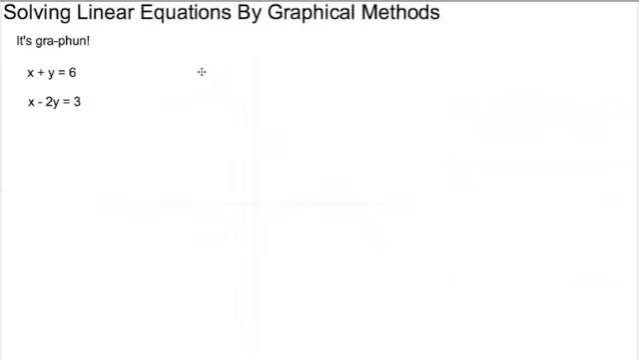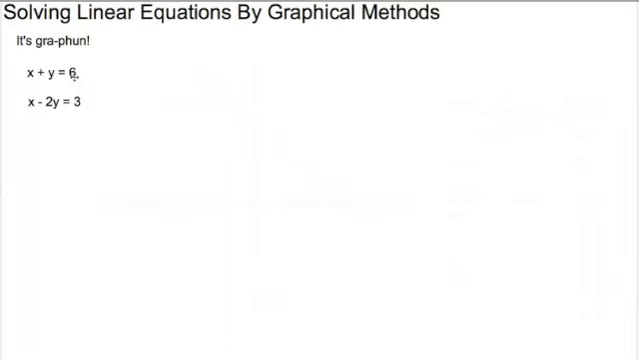So today we're talking about solving simultaneous linear equations in two unknowns by the graphical method, or in short form, solving linear equations by graphical methods. We have two different linear equations, x plus y equals 6 and x minus 2y equals 3. Every point on the graph of each equation is a solution of the equation.